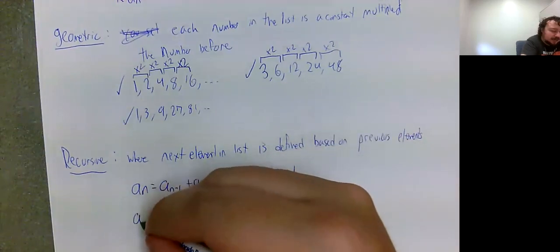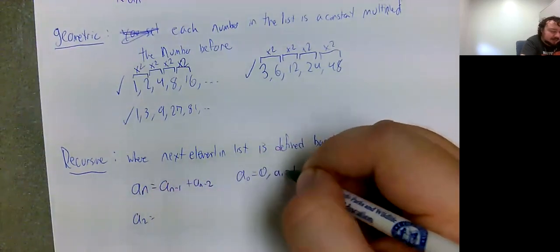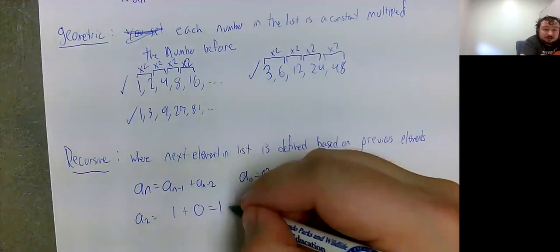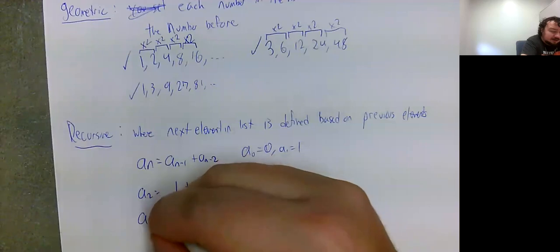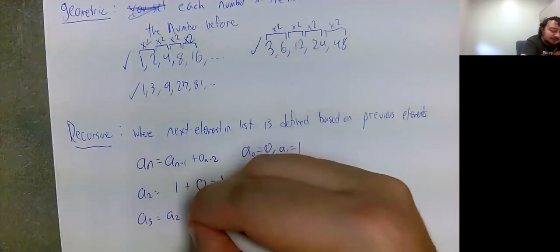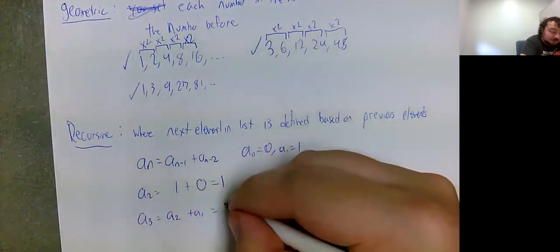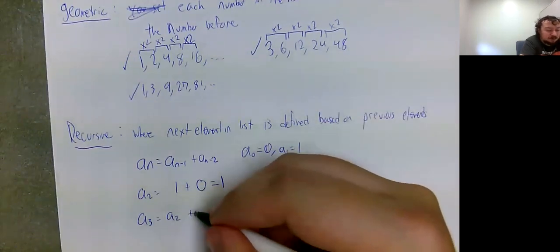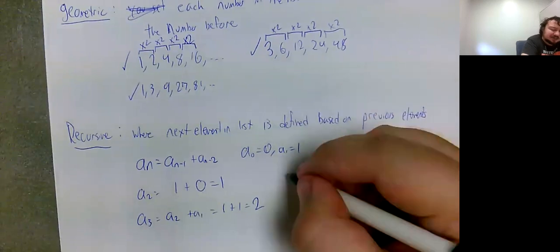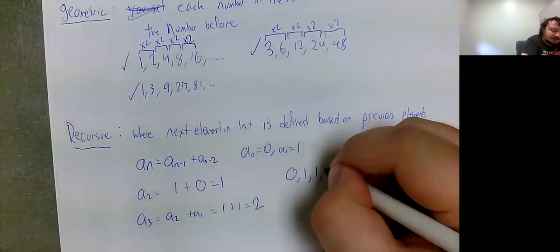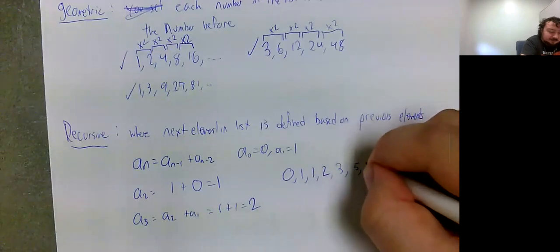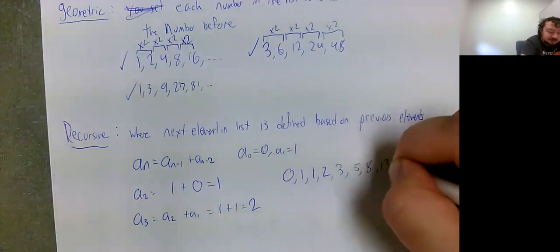If I want to figure out what a_2 is, for example, I would take a_1 and put it there, and a_0 and put it here. So my a_2 is 1. If I wanted to get a_3, that'd be a_2 plus a_1, which would be 1 plus 1, 2. And then to get a_4, I would add a_3 and a_2. So what is this list going to end up being? This might look familiar to you. This is actually the Fibonacci sequence.